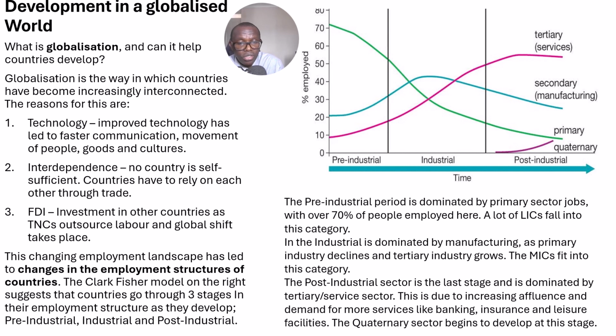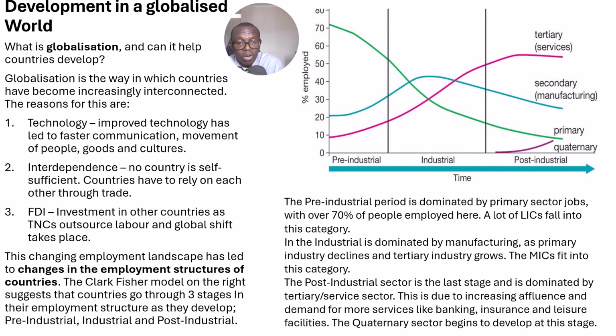Then a second reason for the increasing interconnectedness between countries is interdependence. And that is the fact that no country is self-sufficient, and countries have to rely on each other through trade for the goods and for the services that they do not produce in their own country.